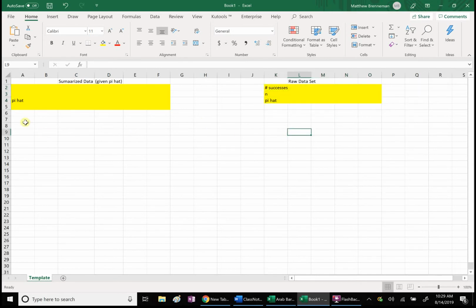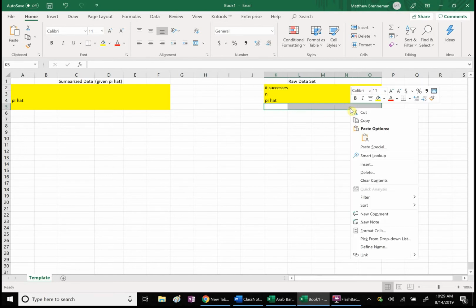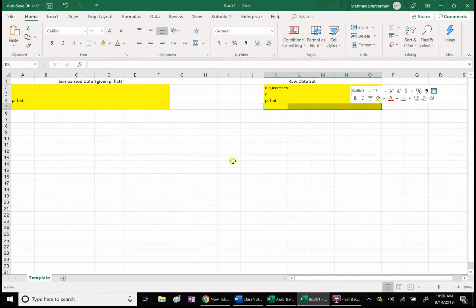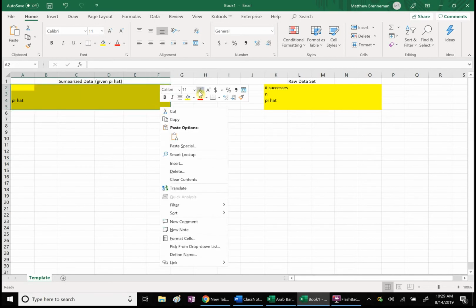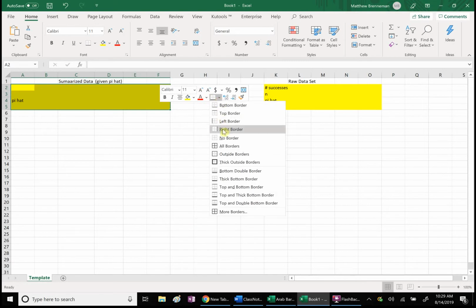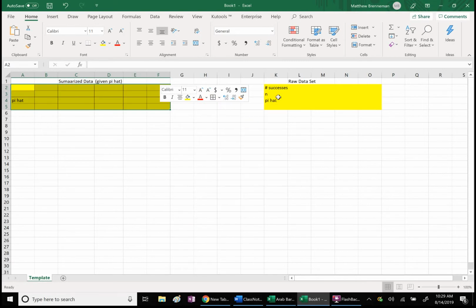Now let's see how we're going to compute the margin of error. When we're given the sample percentage, we just enter its value. When we're not given it, we're going to have to compute it from an actual data set. I'll also put a little border on these, just really quick while we're doing all this.